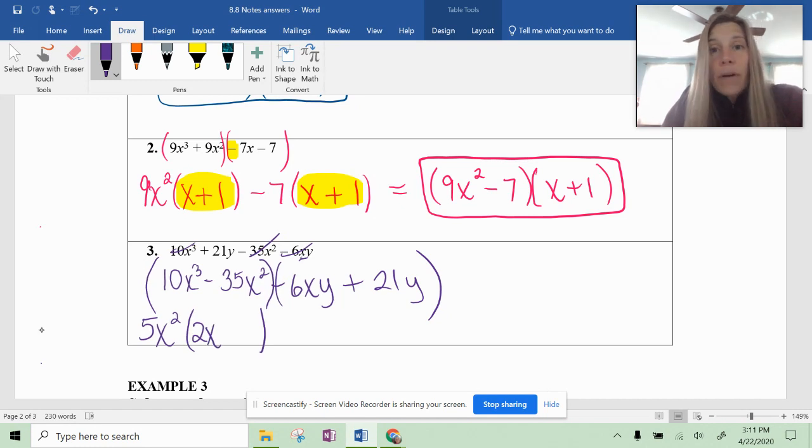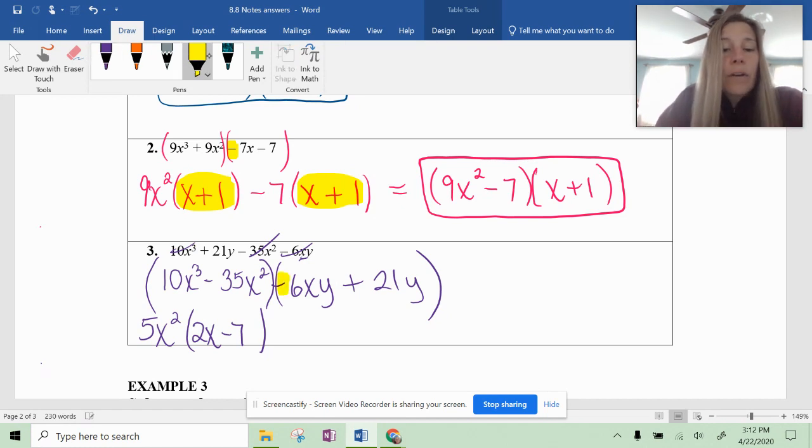Then negative 35 divided by 5 is negative 7, and then the x squared divided by the x squared would just cancel out. Now in the second half here, I have my negative here in front of my 6. 6 and 21 are both divisible by 3, and because of that negative, it has to be a negative 3. Now what else do they both have in common? Well, they both have a y. So the y can also come out as part of that GCF.